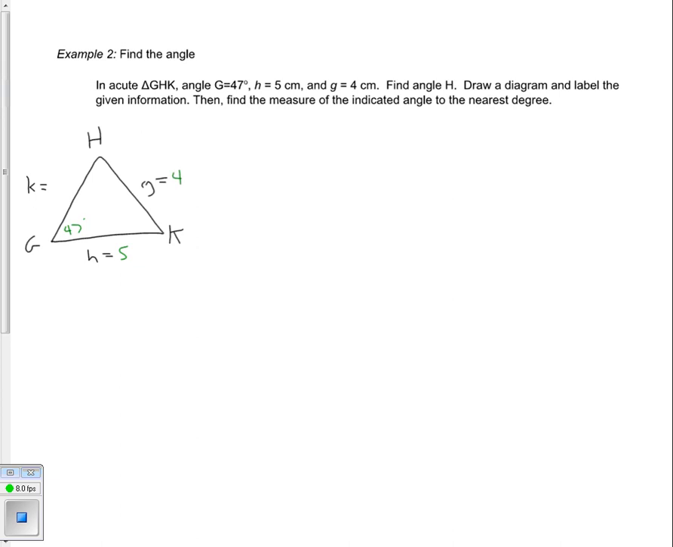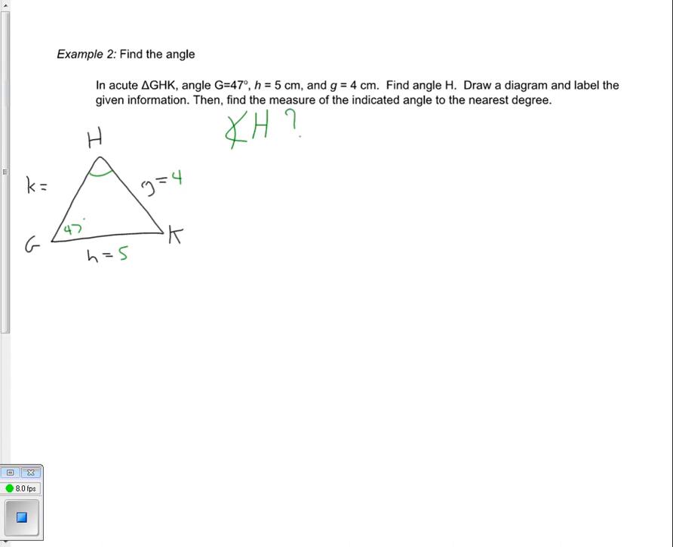Let's draw the diagram, which we've done. We've labeled it with all the necessary information. And we need to find the measure of the indicated angle to the nearest degree. Well, in this case, the indicated angle is H. We don't know what angle H is going to be. So we're trying to figure out angle H. We don't know what that is.